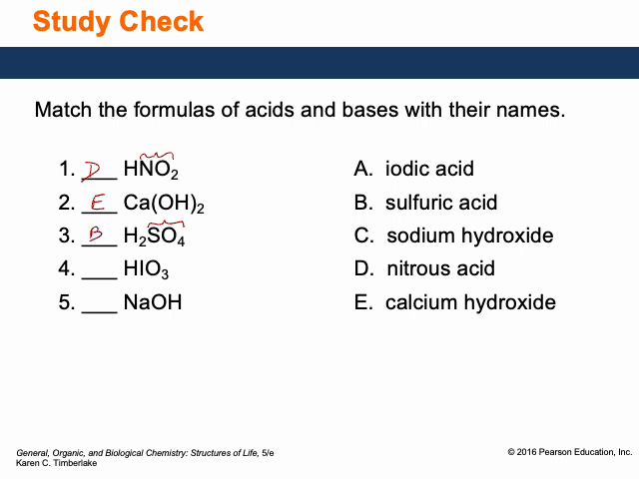Next we have HIO3. Here we know this is coming from an oxyanion. So it's no longer going to be hydro because this is a polyatomic ion or oxyacid, and this is called the iodate ion, so this is going to be iodic acid. Last we have NaOH. Again, this has an OH group, meaning it has hydroxide. So it is a base. Name would be sodium hydroxide. So answer is C.